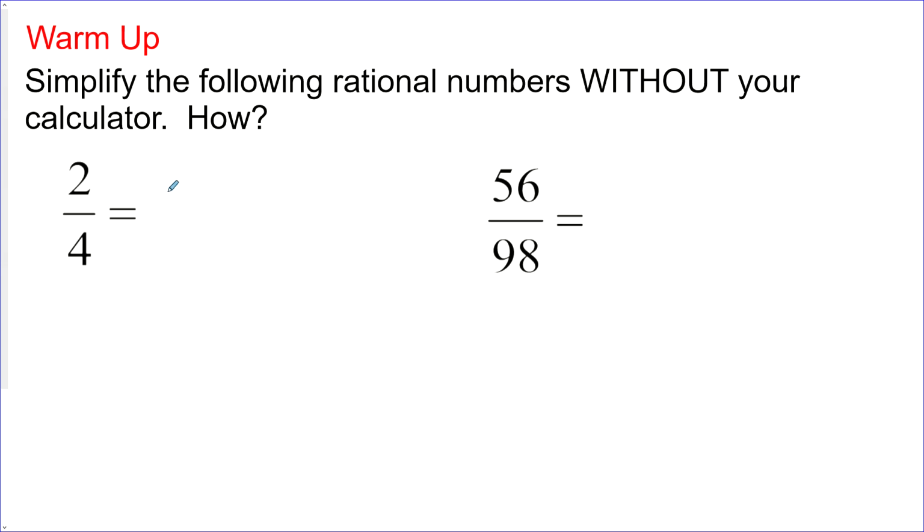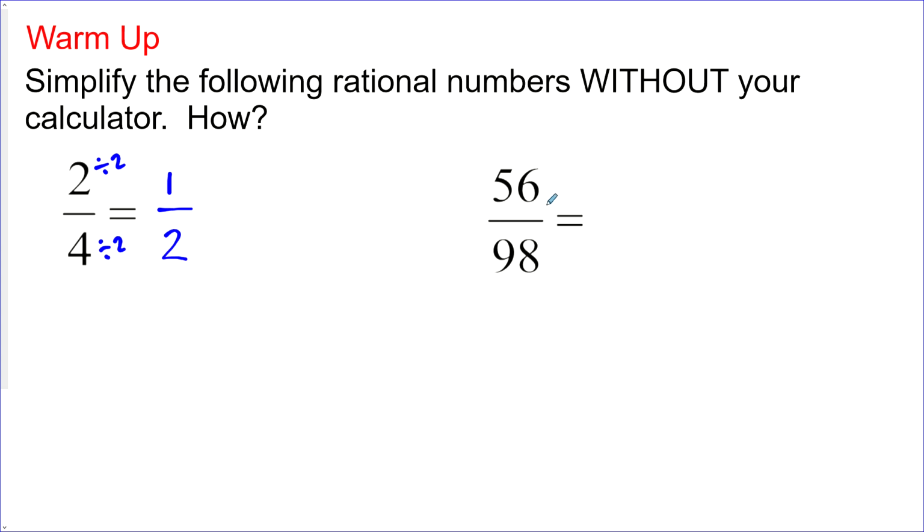2 over 4 can be simplified to 1 over 2, but what's happening to get 1 over 2? We're dividing the numerator and the denominator by a common factor. 2 divided by 2 is 1, 4 divided by 2 is 2. There's no more common factors other than 1, so this is simplified as low as it can go.